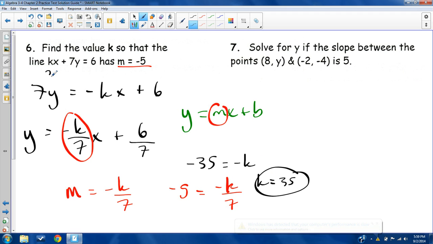And so in this equation, that's what it would look like. This is an equation in standard form. The equation in slope-intercept form would be y equals negative 35 over 7 x plus 6 over 7. Not that we're graphing it, but you know.